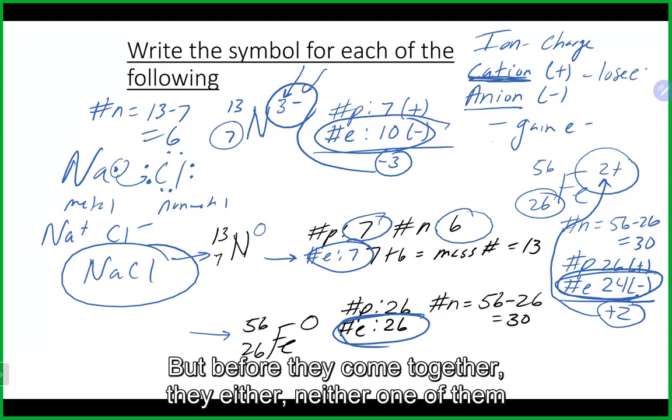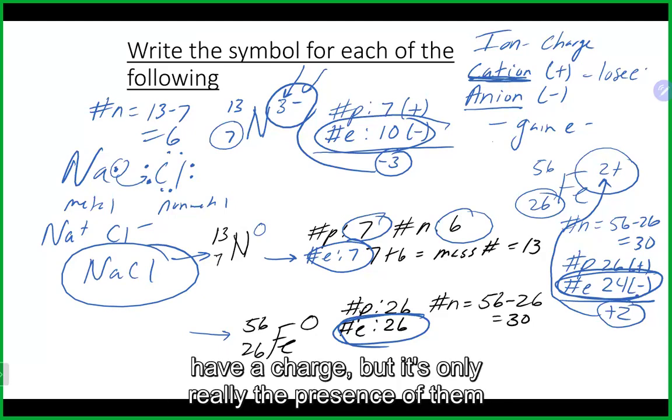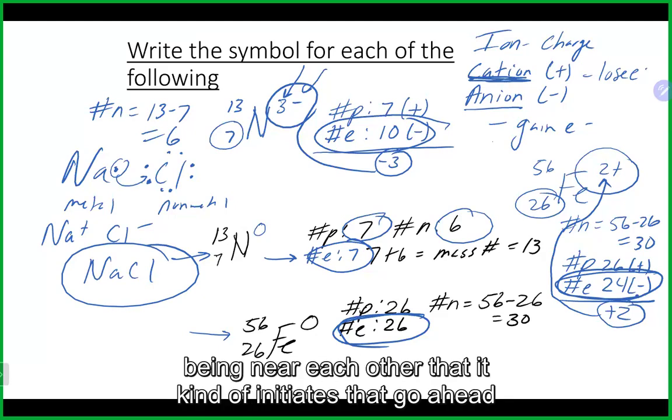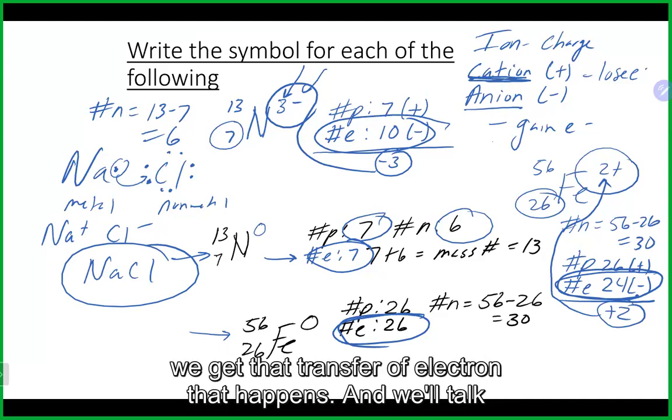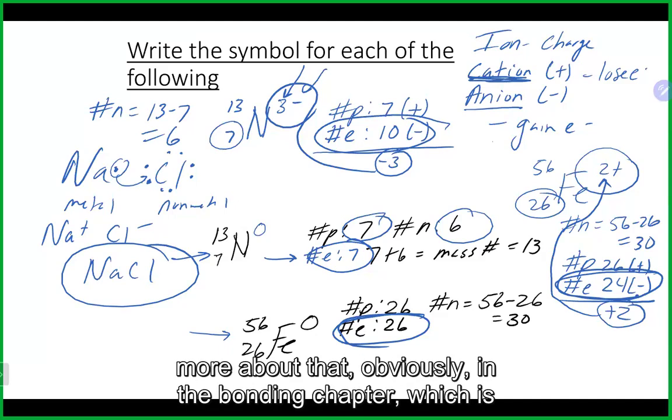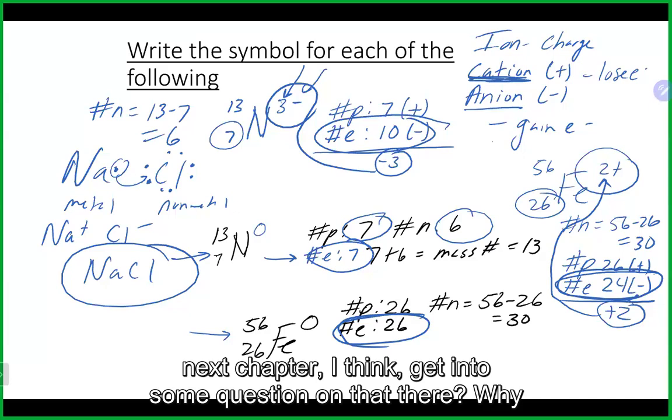But before they come together, neither one of them has a charge. But it's only really the presence of them being near each other that initiates that go ahead and take my electron and I want your electron. And that's where we get that transfer of electrons that happens. And we'll talk more about that obviously in the bonding chapter, which is the next chapter.